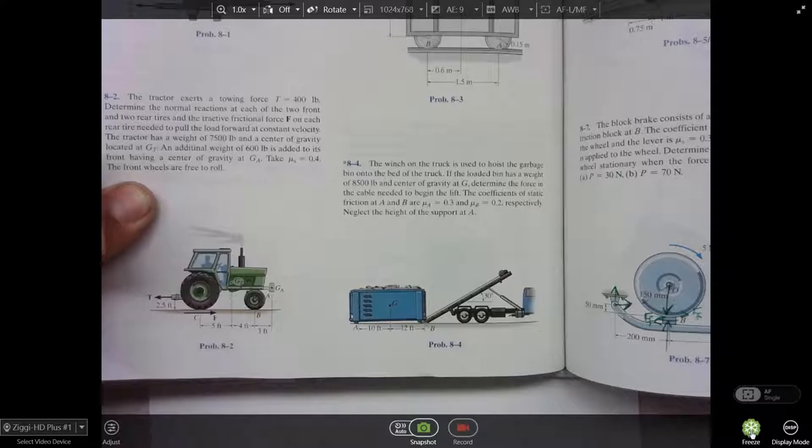Okay. The winch on the truck is used to hoist the garbage bin onto the bed of the truck. If the loaded bin has a weight of 8,500 pounds and center of gravity at G, determine the force in the cable needed to begin the lift. The coefficients of static friction at A and B are mu A equals 0.3 and mu B equals 0.2 respectively. Neglect the height of the support at A. Okay.